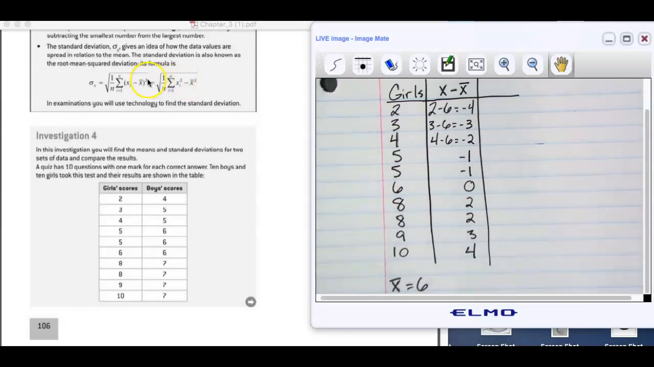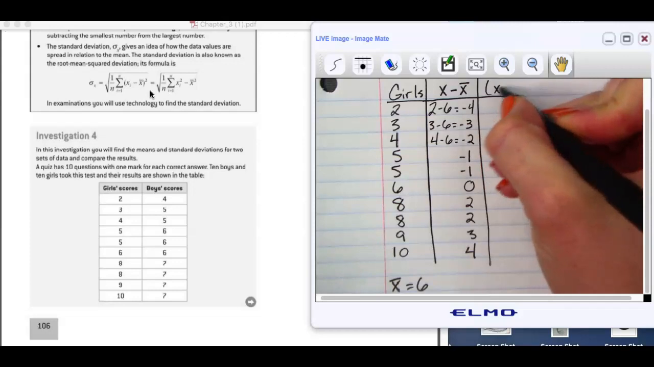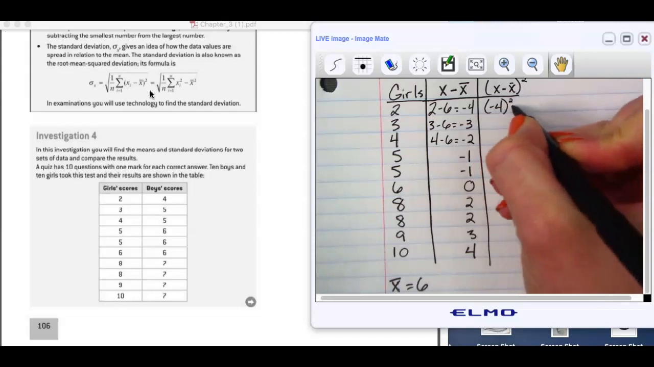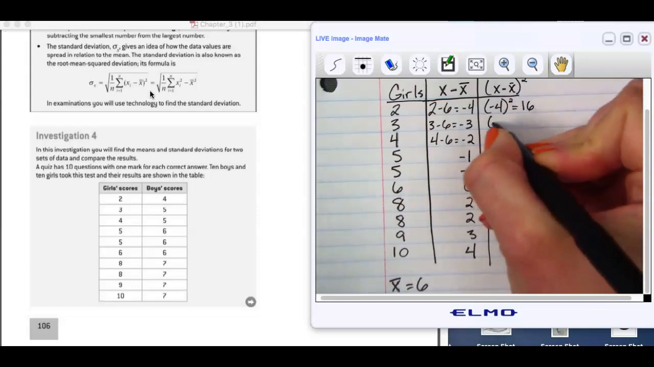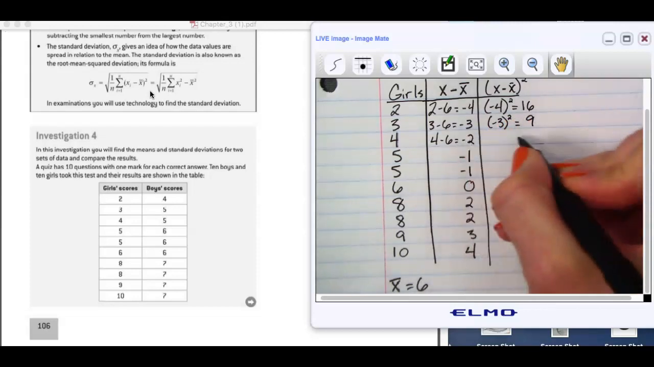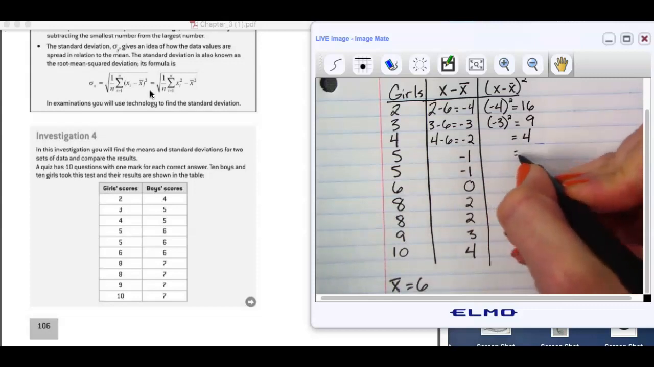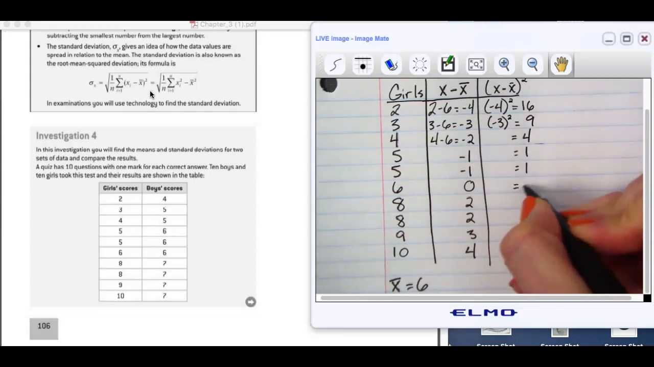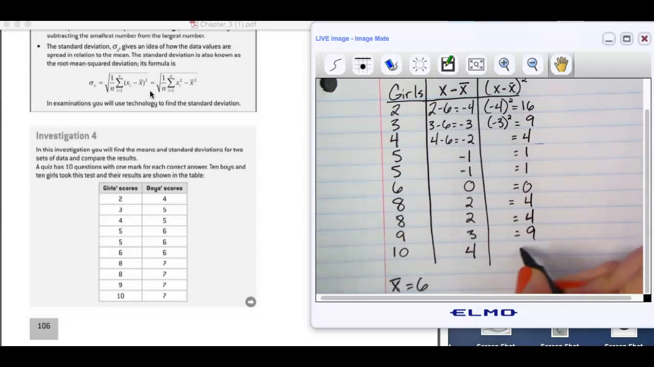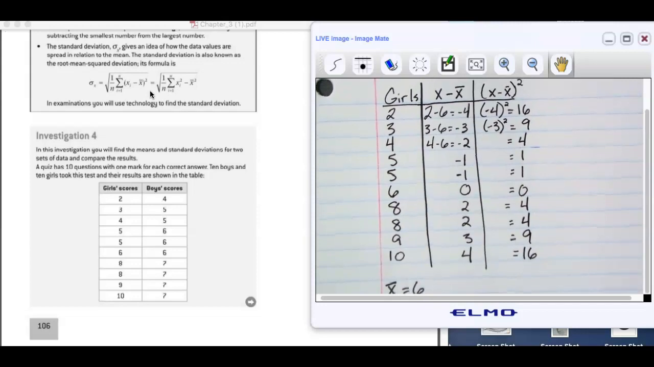The next piece of this formula is squaring them. So it's the differences or the deviations squared. So I'm going to take that column and square it. So in this case, negative 4 squared is 16. Negative 3 squared is 9, etc. So negative 2 squared would be 4. Negative 1 squared is 1. 0 squared is 0, 2 squared is 4, etc. Okay, so then I have all of my squared deviations.